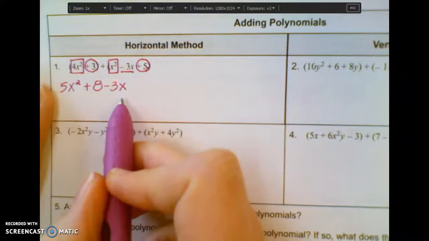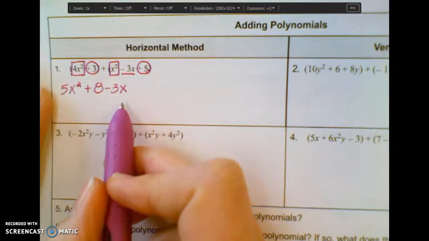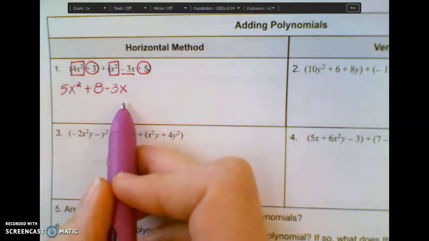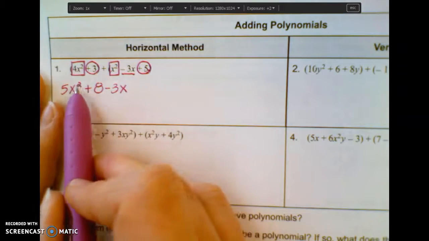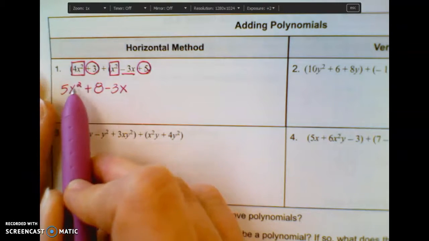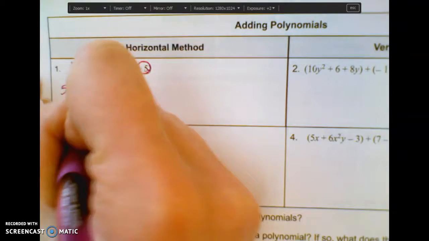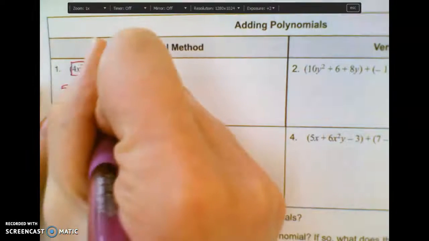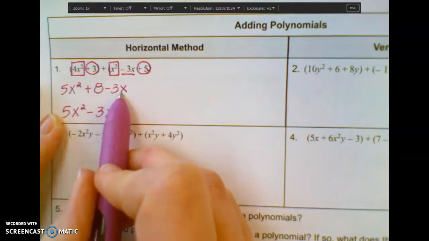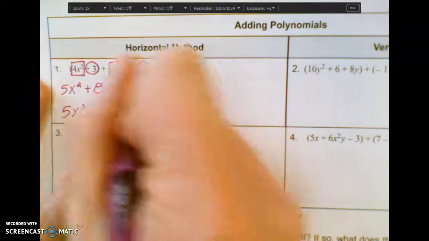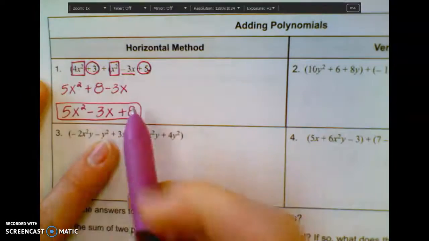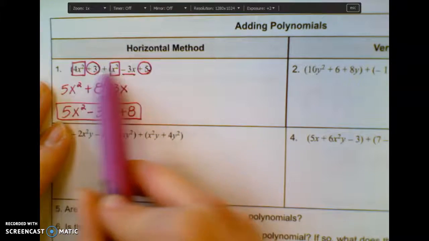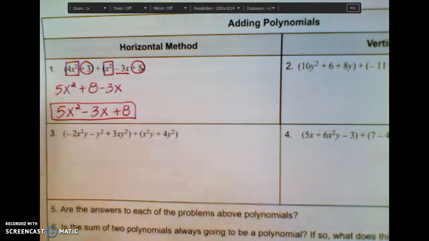Before we're finished, we've got to put this in standard form. So remember, if this is going to be in standard form, we have to have decreasing order of exponents. So 5x squared does have the greatest degree. 5x squared goes first. Then negative 3x has the next degree. It's got a degree of 1. And then that positive 8 goes last because it's the constant. So when we're adding them, we always put them in standard form before we're finished. So that's horizontal. Just pick out the like terms.